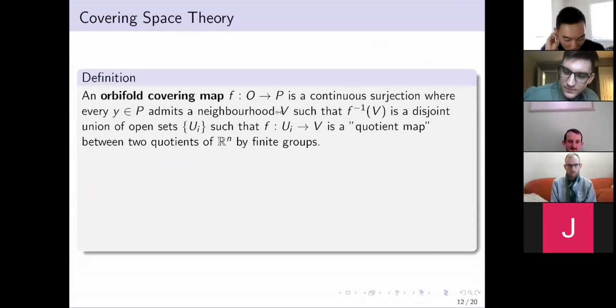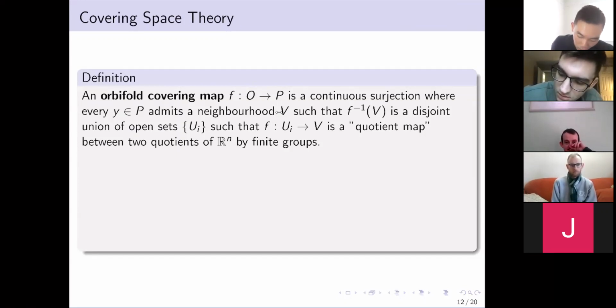Okay. So I want to introduce a bit of extra machinery. This is covering space theory for orbifolds. So the definition is pretty much the same as manifolds or even topological spaces in general. The only difference is that locally, it acts not as a local homeomorphism, but rather as a quotient map between two quotients of Rn by some finite groups.